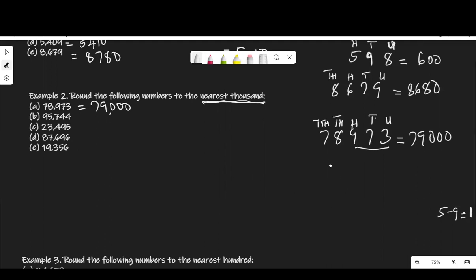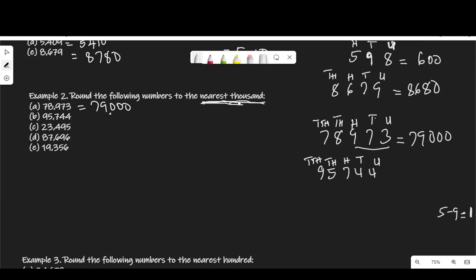That is that for that number. And let's move on to B. Here we have 95,744. This is unit. This is tens. This is 100. This is 1000. And this is 10,000.